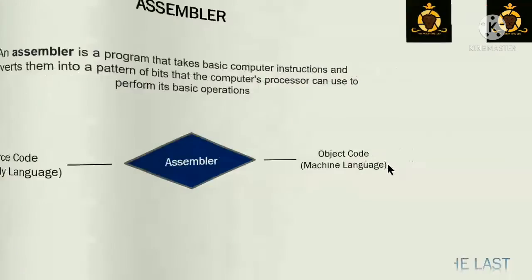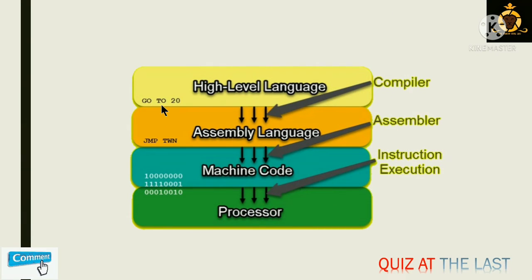Let's see an example. Here, in a high-level language, the code is written as go to 20. The compiler will convert the high-level language into the assembly language as JMP 20. It means go to. In assembly language, it will take go to as jump, JMP, and 20 as 20. After it is converted into the assembly language, it will be converted into the machine code by the use of an assembler. So this assembler will make the assembly language into the machine code, and this machine code will be further executed and processed.